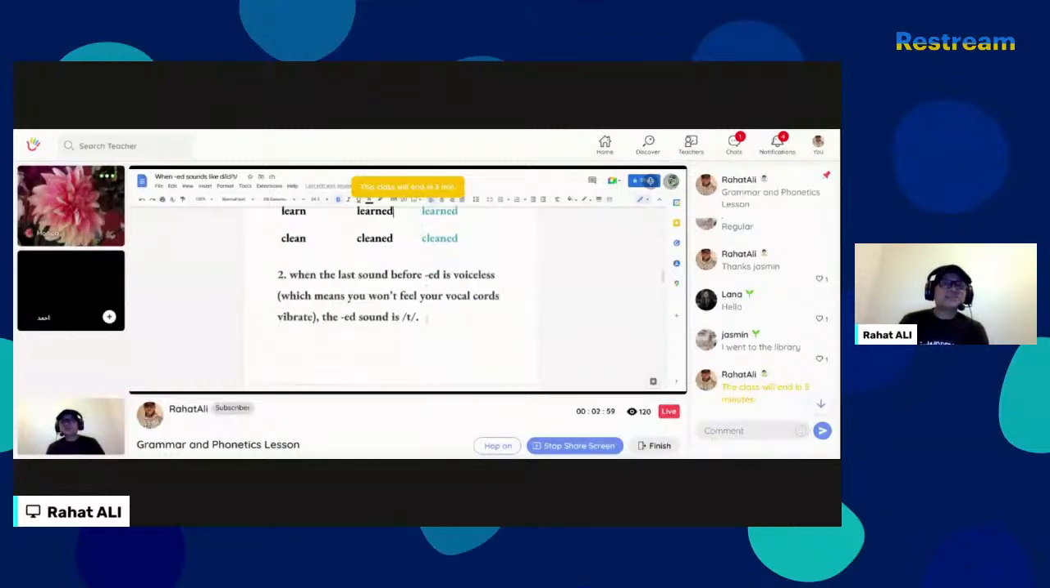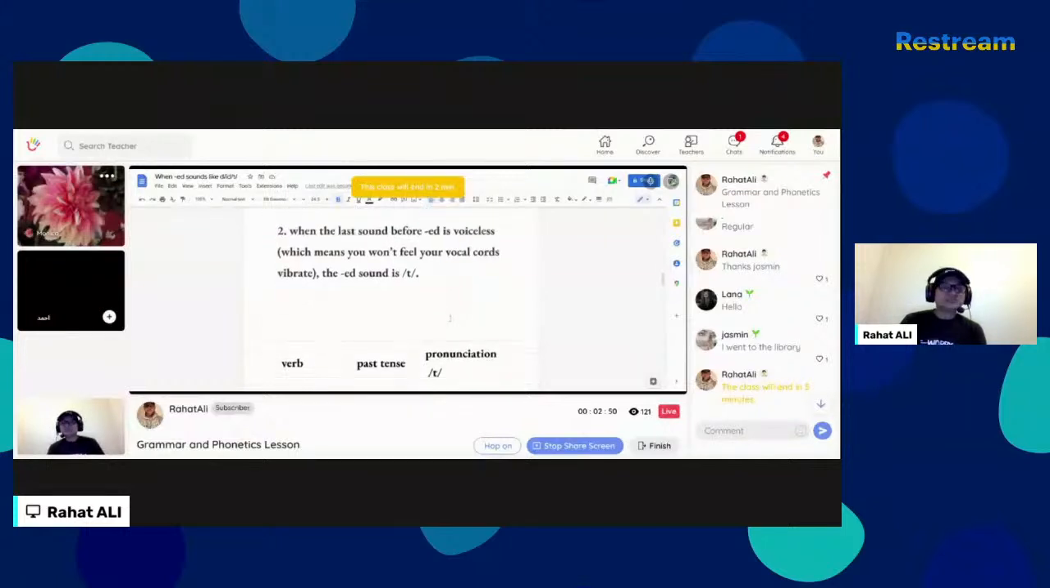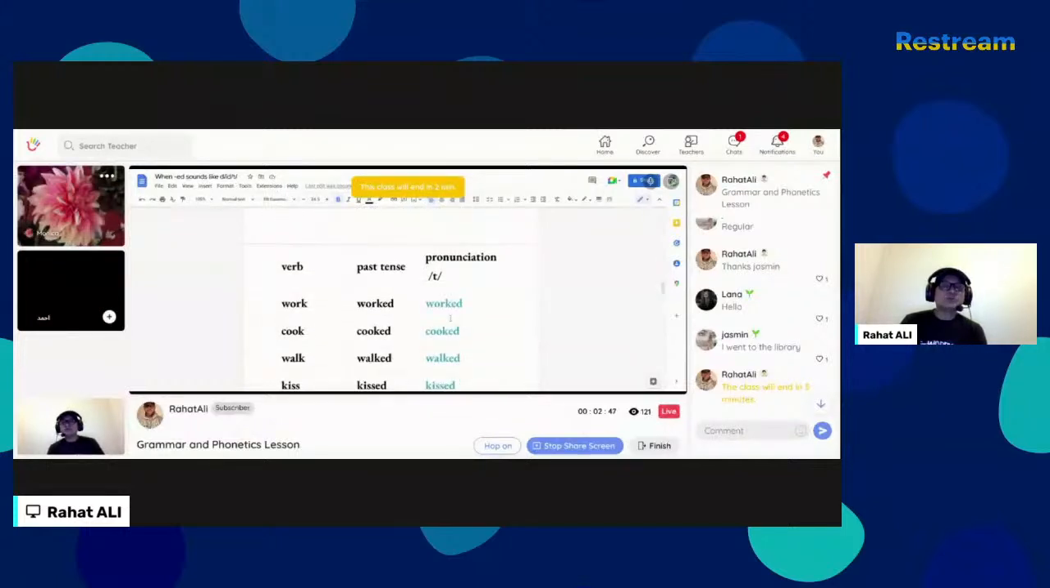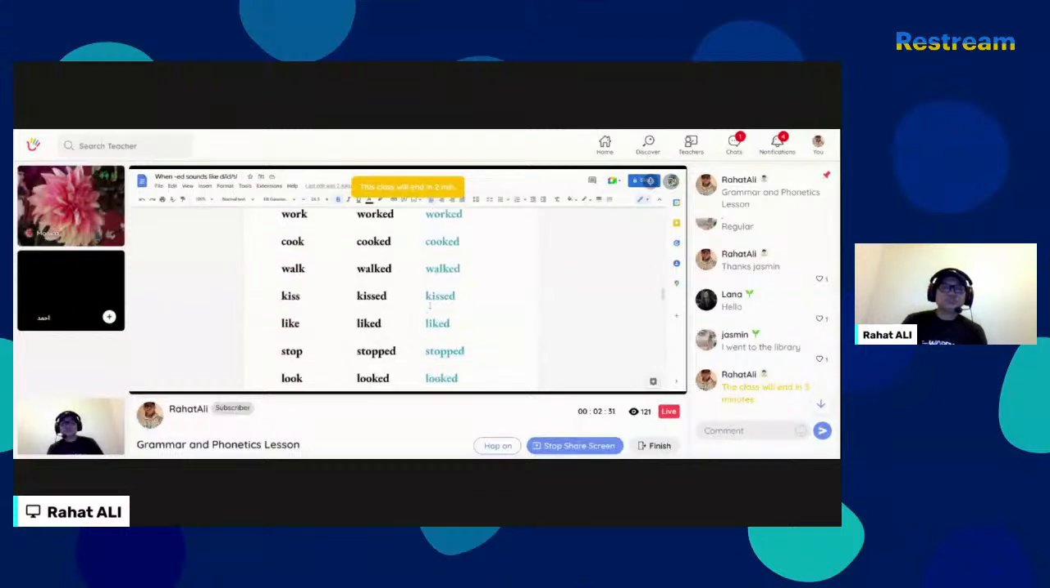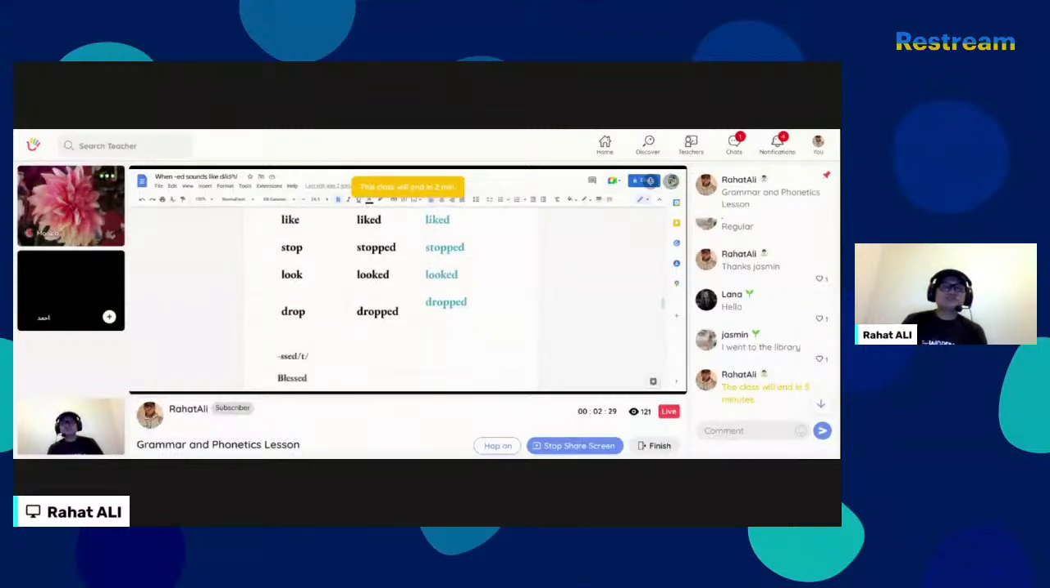Rule number 2: when the last sound before ED is voiceless, coming from our nose or through the mouth but not through the vocal cords, then it becomes T. For example: work, worked. Though there is D, it should sound like T, remember. That is the amazing part of phonetics. Cook, cooked; walk, walked; kiss, kissed; like, liked; stopped; looked; dropped. Okay, these are some of the examples.